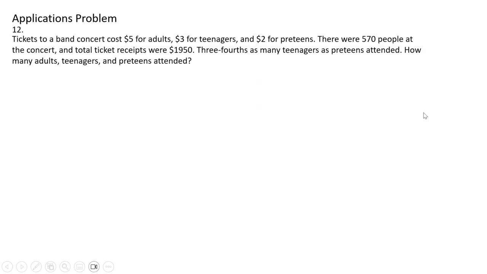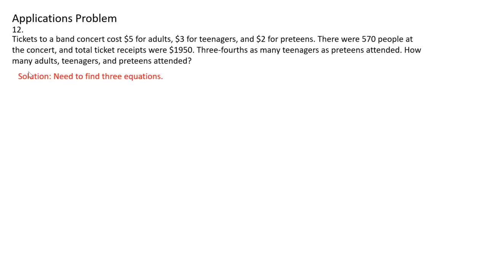Okay, now how do we use this in a real life situation? Here's a word problem. This is also from the homework. It says tickets to a band concert cost $5 for adults, $3 for teenagers, and $2 for preteens. There were 570 people at the concert. The total ticket receipts were $1,950. And then the second to the last sentence says 3/4 as many teenagers as preteens attended. How many adults, teenagers, and preteens attended the concert?